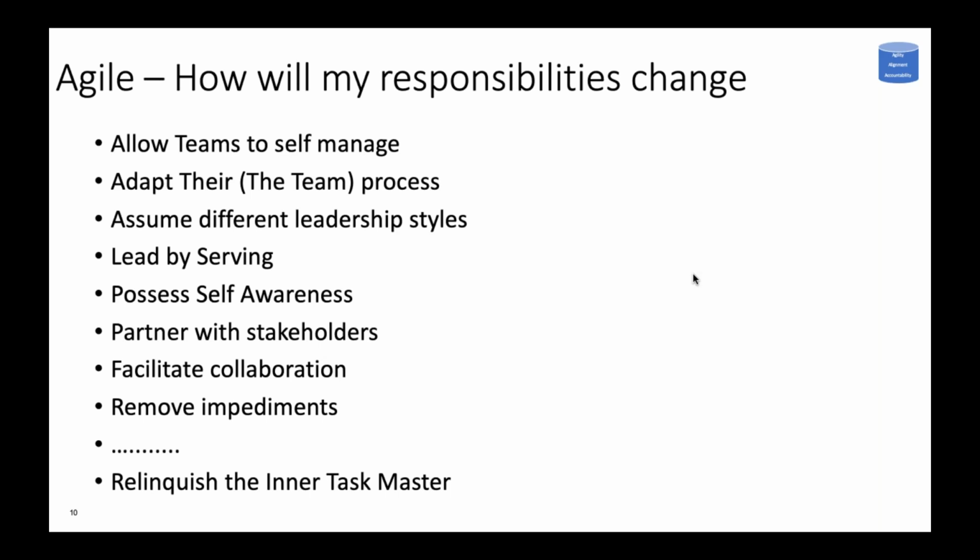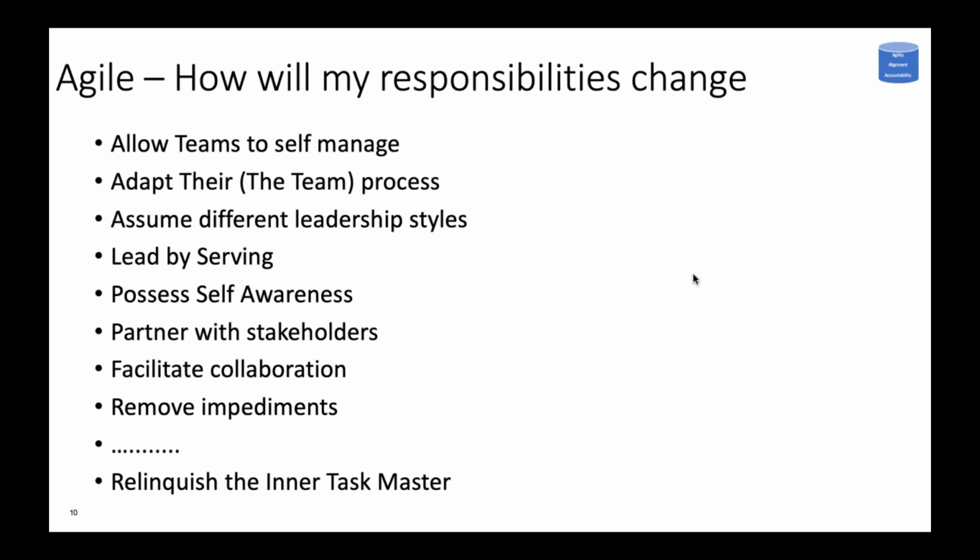Next one is possess self-awareness. For those of you who are aware of emotional intelligence, self-awareness is the primary thing, because you need to first know who you are. What are your strengths? What are your weaknesses? Once you are self-aware, then only you can start understanding the other person better, or you will become socially aware. Once you are socially aware, then only you can practice what is called empathy. Because empathy is nothing but looking at the situation from the other person's perspective.